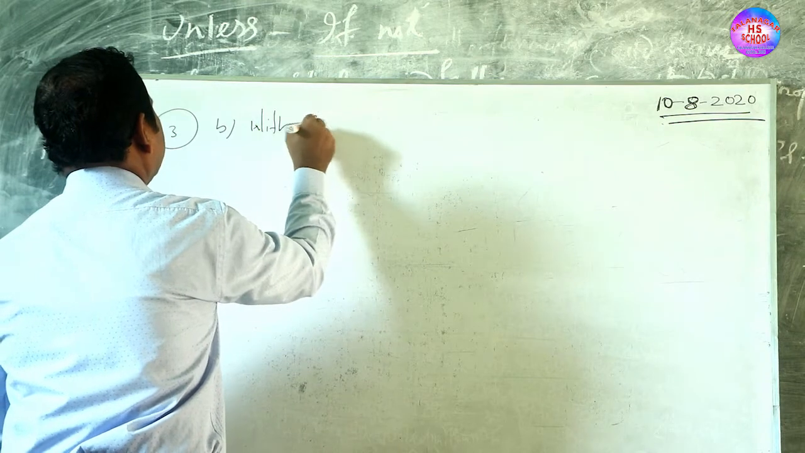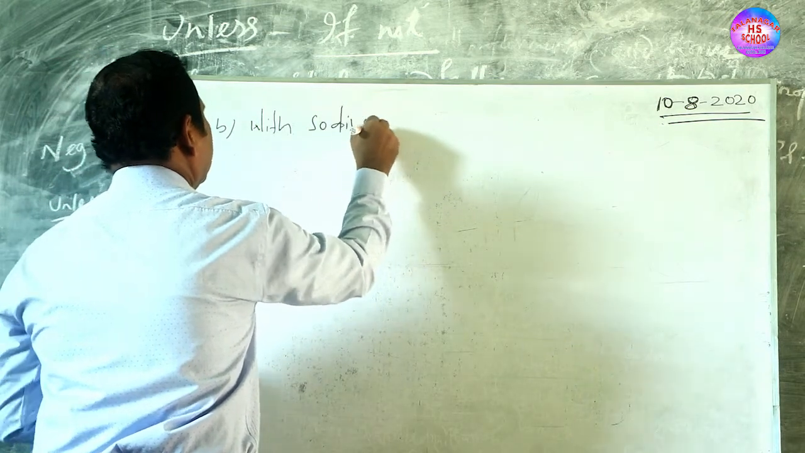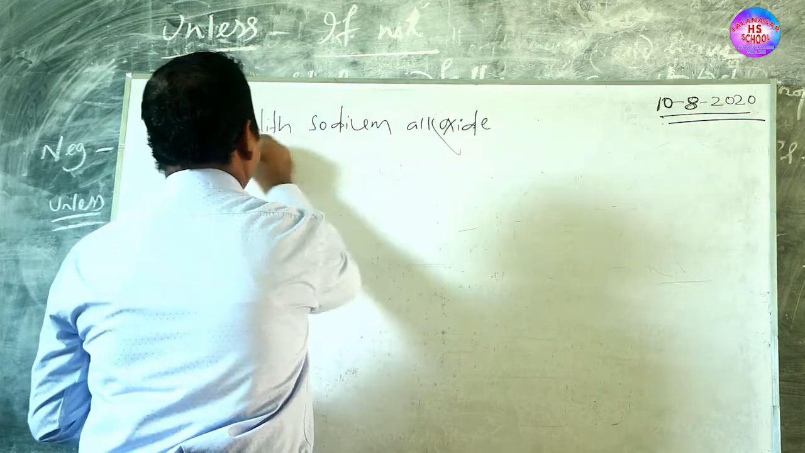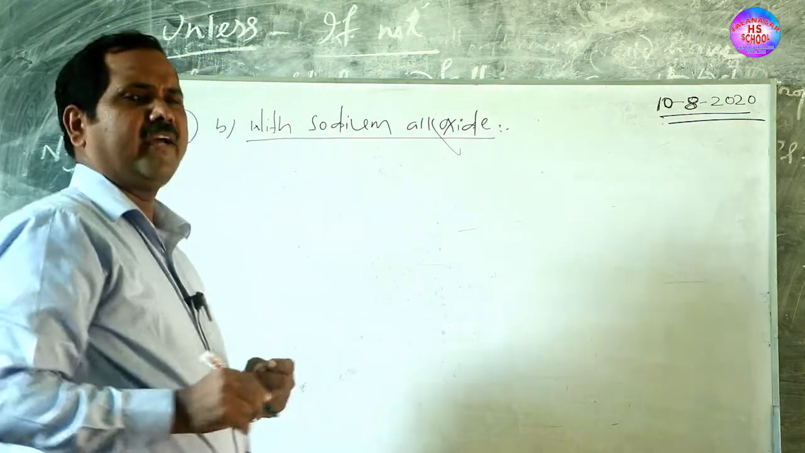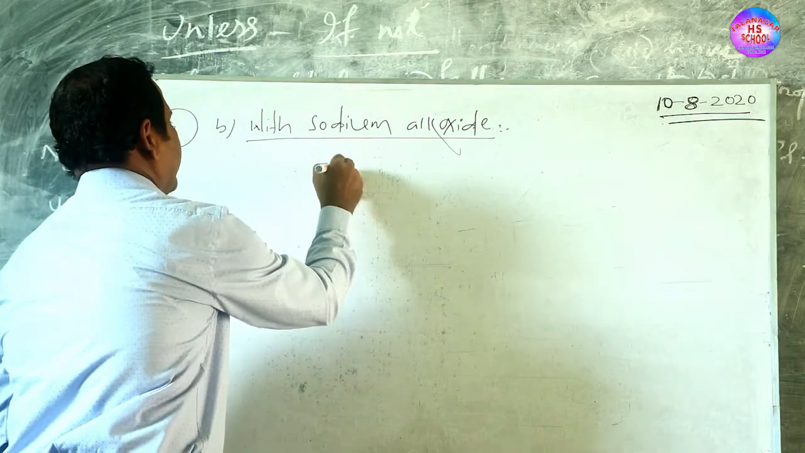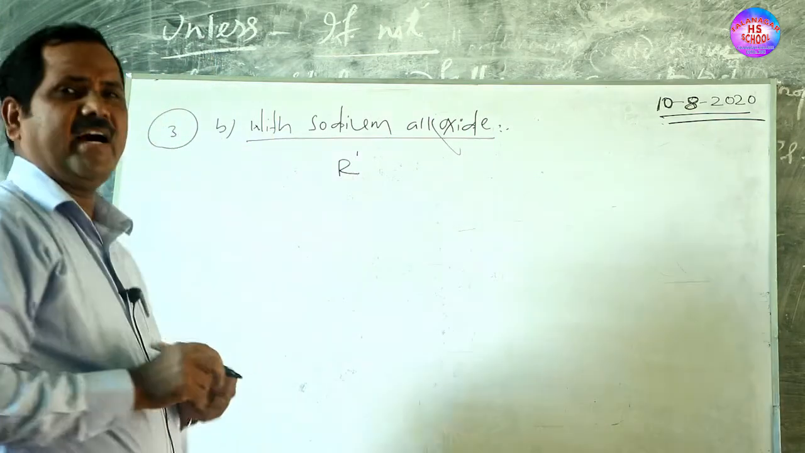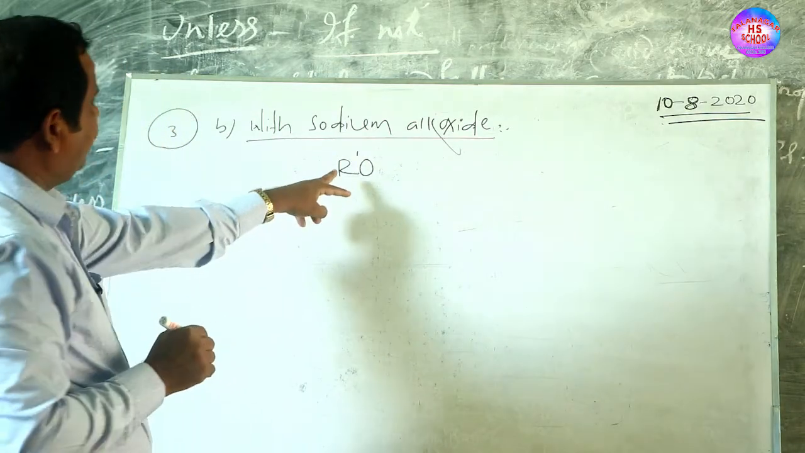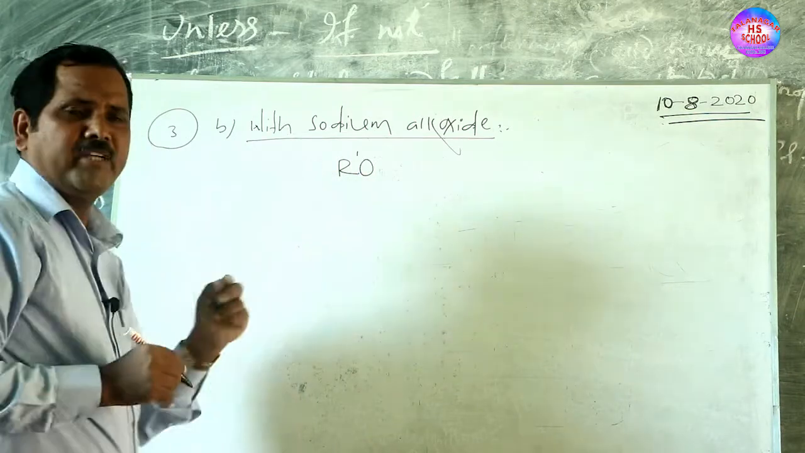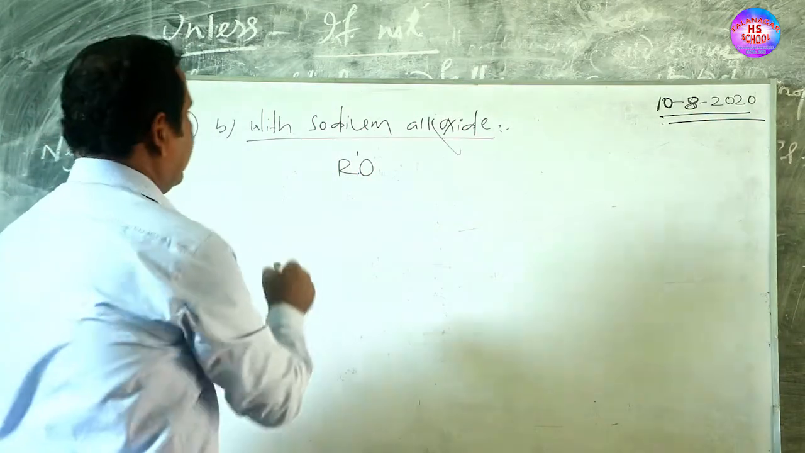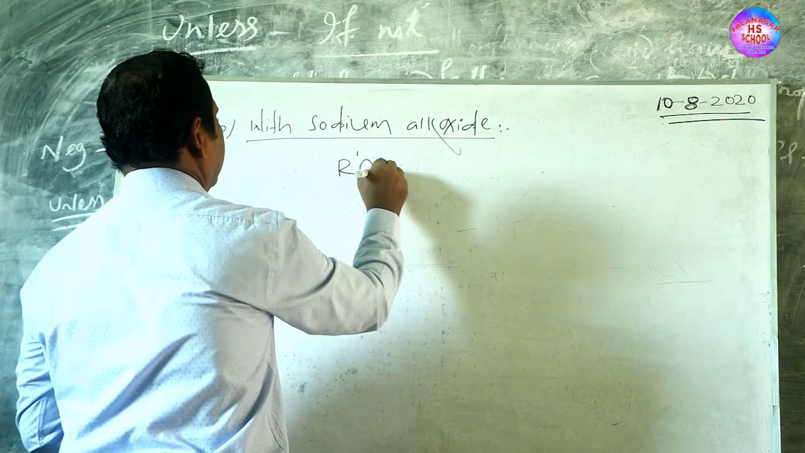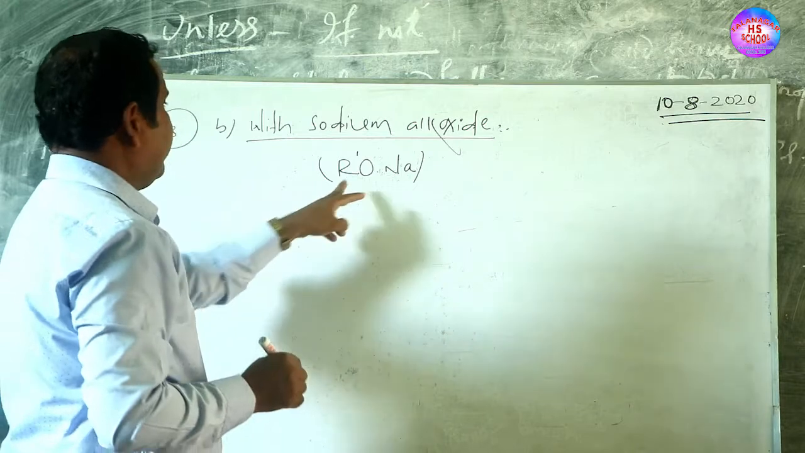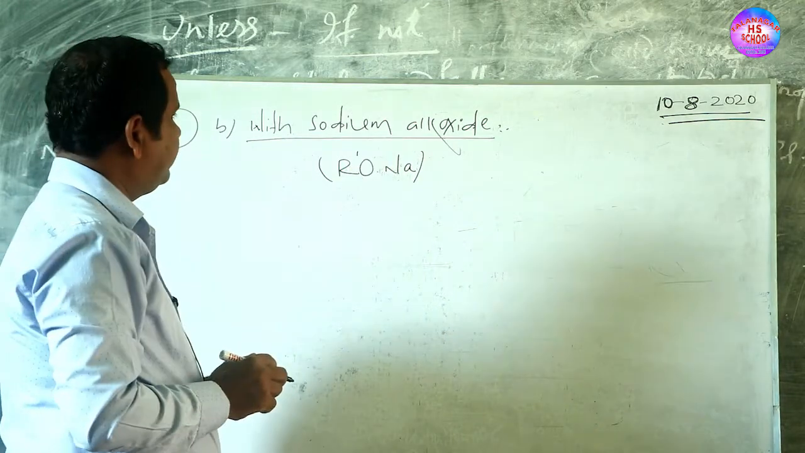With sodium alkoxide, an alkyl group and oxygen. Suppose the alkyl is R dash. You may take R dash O, the alkyl group plus oxygen. This combination is called alkoxide. Alkoxide with sodium metal is R dash ONa. This is the formula of sodium alkoxide.